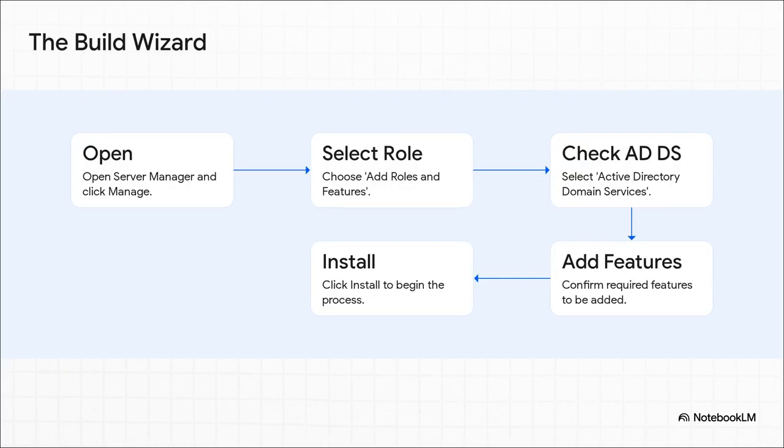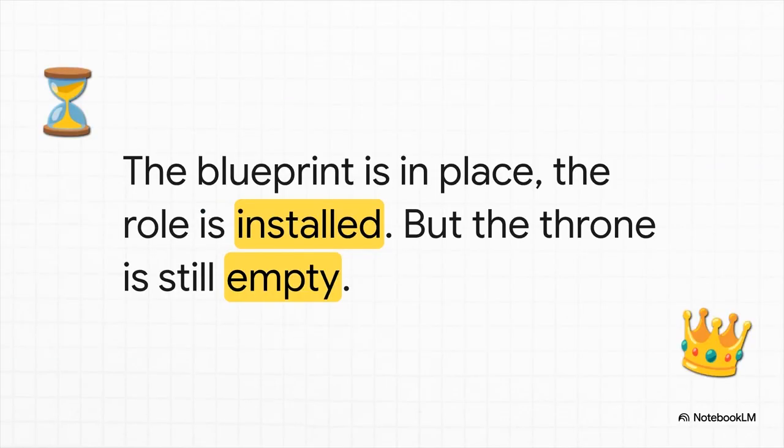And you know what? The initial build is actually pretty straightforward. You just pop open Server Manager, you select Add Roles and Features. From there, it's really as simple as finding and checking the box for Active Directory Domain Services, you hit OK on the features that pop up, and then you just click Install. I mean, every click here is like laying another big stone in our kingdom's foundation. And bam, just like that, the role is installed. So the blueprints are now in place.